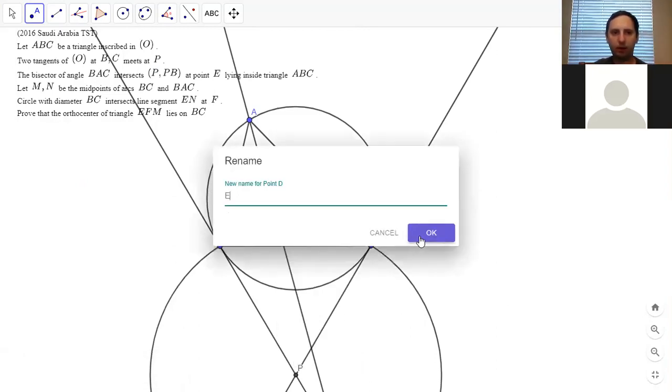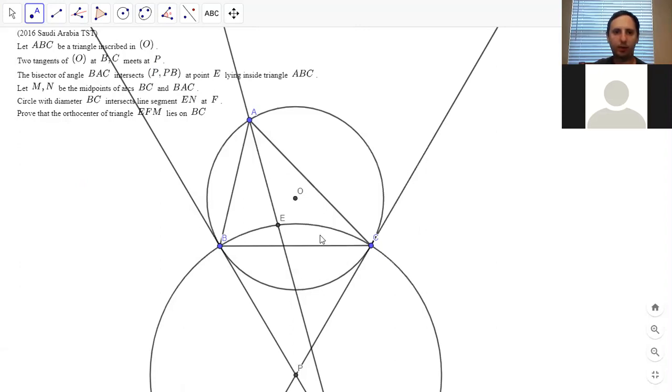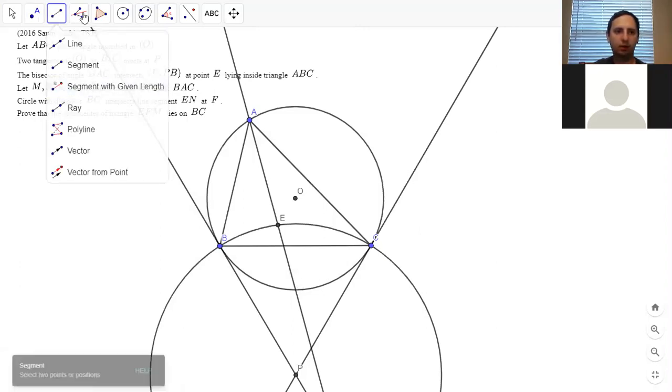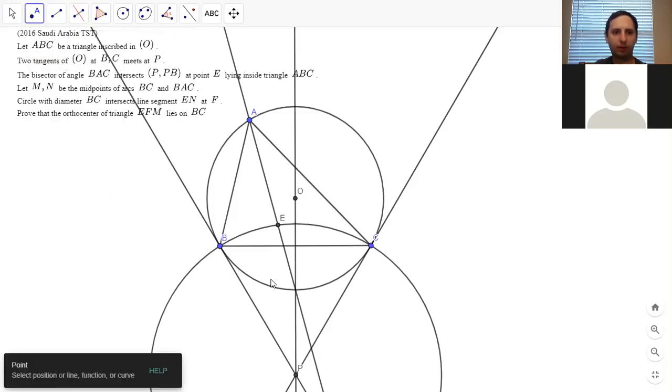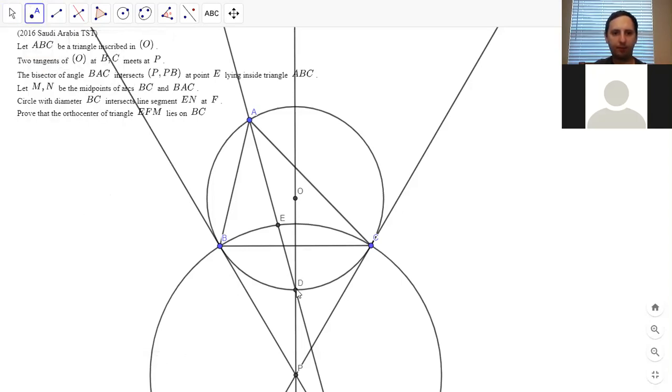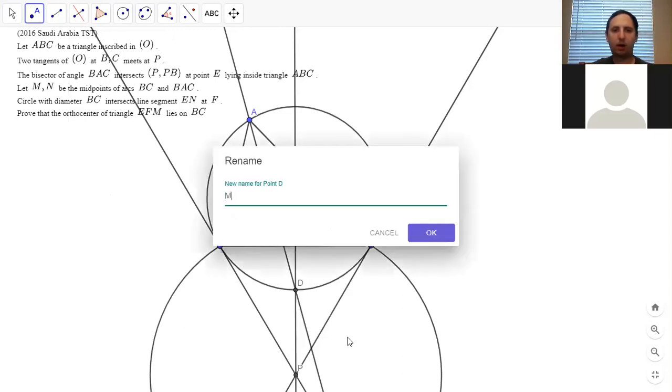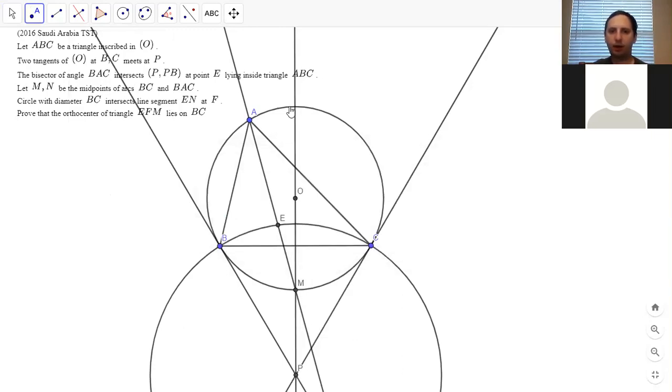And M and N are the midpoints of arcs BC and BAC. So I could draw both of them at once using this. And obviously these meet at the midpoint of arc BC right here. So this is M. This is N.